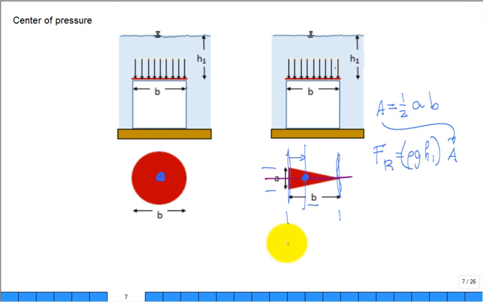What happens if my red area would have looked like this? Where do I need to apply the resultant force? One third and one third. So you're looking at it, you come out a third this way and a third that way, and it looks like it's right around there.